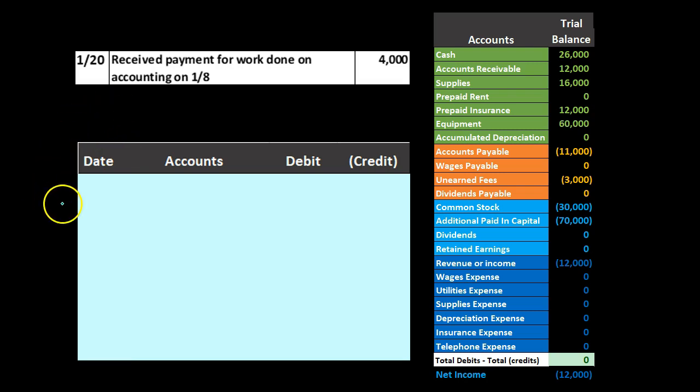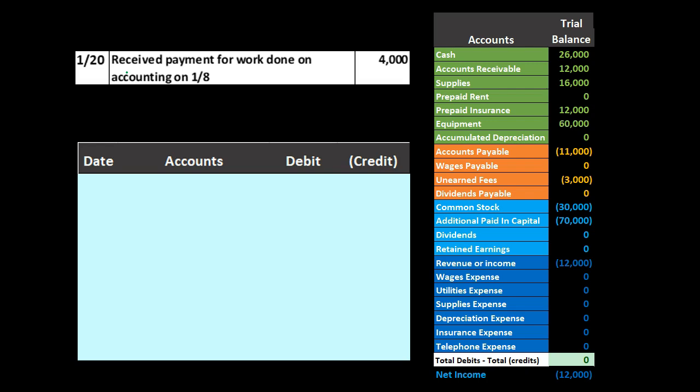on account. We're going to enter that into our general journal, then post it to the general ledger, and then create the changes to the trial balance from it. We have the received payment for work done on account on January 8th. So first question I'm always going to ask is, is cash affected? We're going to say, yeah, received payment. So we don't need to go any further than that.